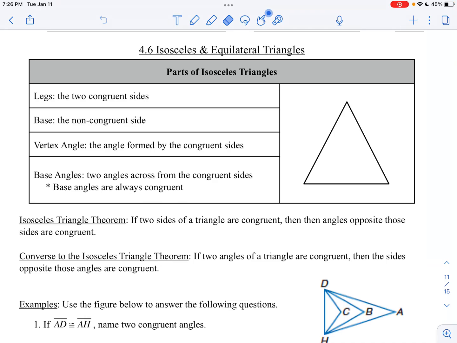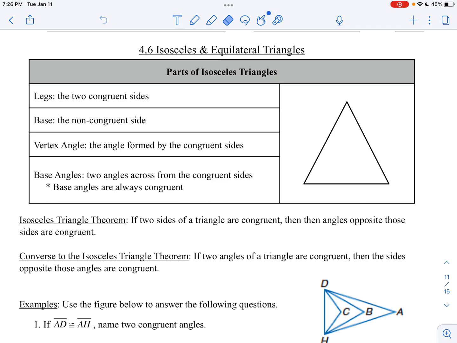Hi guys, today we're going to talk about isosceles and equilateral triangles. This is the last lesson that we are going to do in chapter 4. Our focus is on, of course, isosceles and equilateral triangles. Hopefully you've heard some of this information before, but some of it will be new as well.